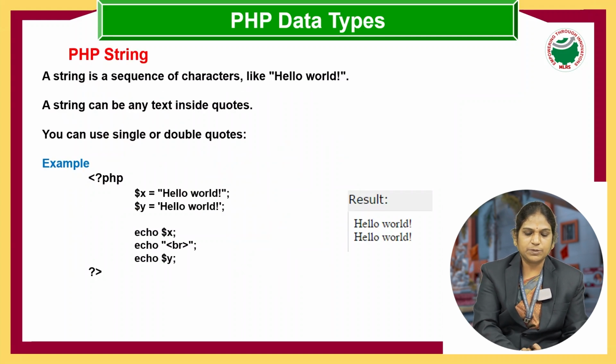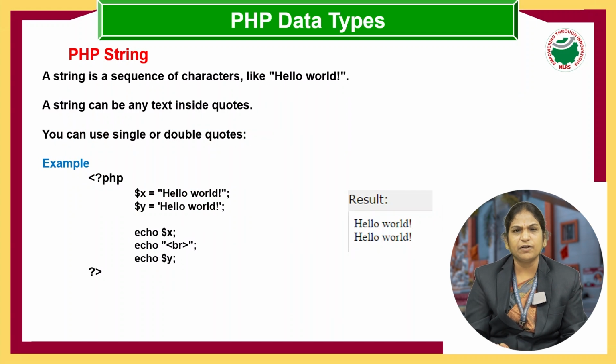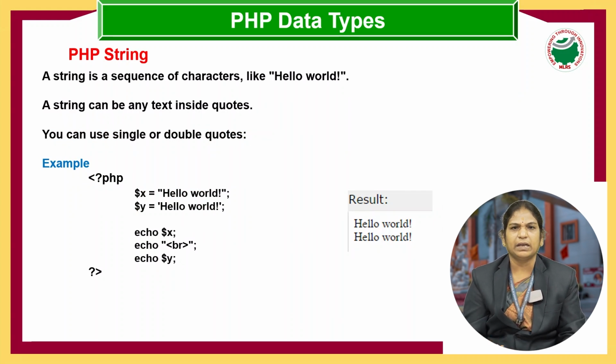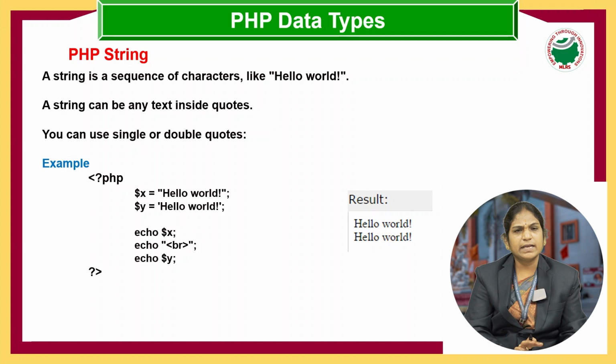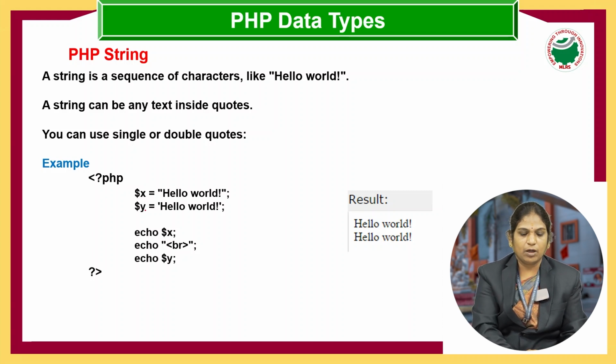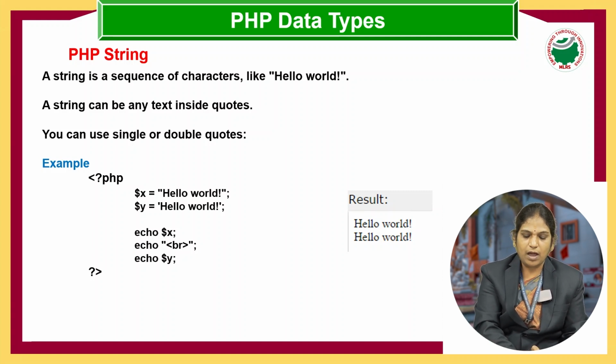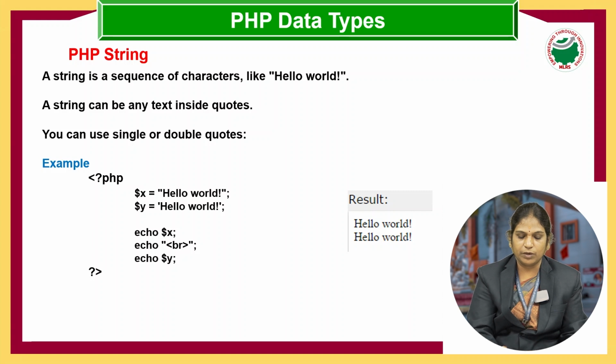So here PHP string. What is a string? A sequence of characters, just like hello world, mlritm, all these are strings. A string can be enclosed either in single quotes or in double quotes. Both will be treated as the same thing. So here PHP $x equal to hello world, $y equal to hello world, echo $x, echo br means going to the new line, echo $y. So hello world and hello world are going to be printed on the output.